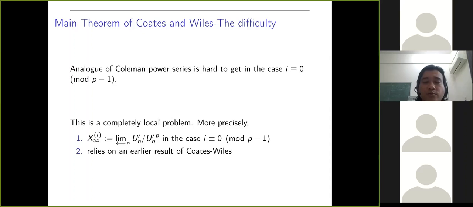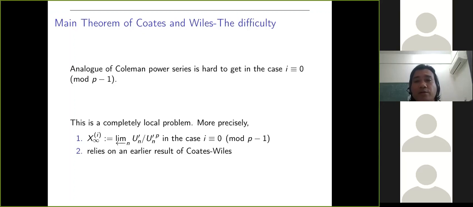They could not determine this structure in the case i is congruent to 0 mod p minus 1, and hence the difficulty. And why is it not possible to determine the structure? It's because to determine the structure of x infinity i as a module over the Iwasawa algebra, they relied on an earlier result of Coates and Wiles, which was in their earlier Inventiones paper.